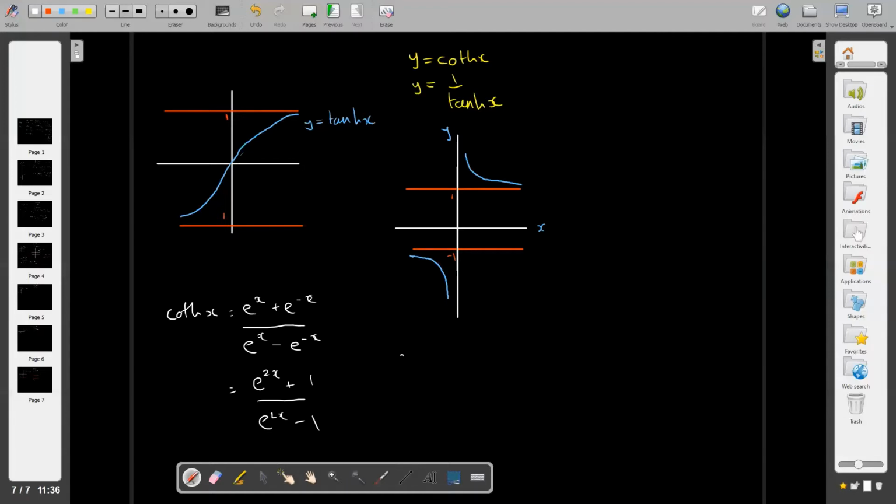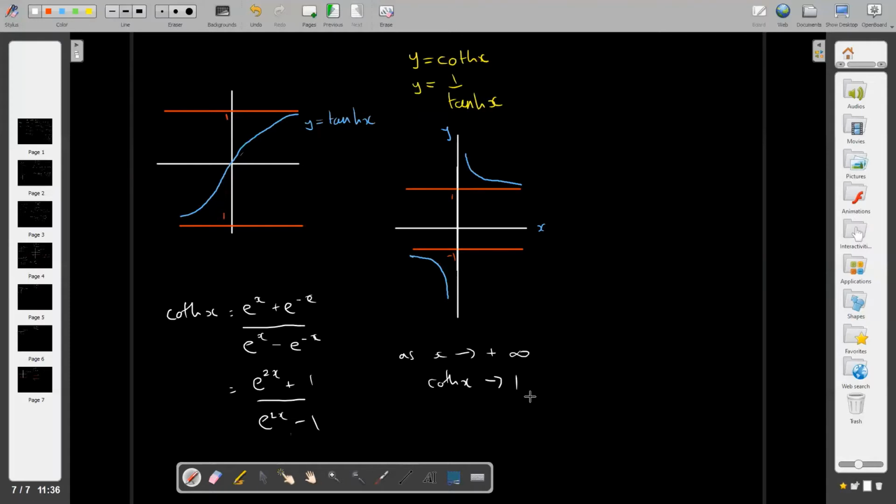So now, as x tends to positive infinity, well, these two numbers are going to get near enough the same number. Like 1,000,001 and 1,000,000 are very close. 1,000,001 and 1,000,000,000 are very close. So when we divide them, this answer is going to get close to 1. So in other words, coth x will go towards 1.